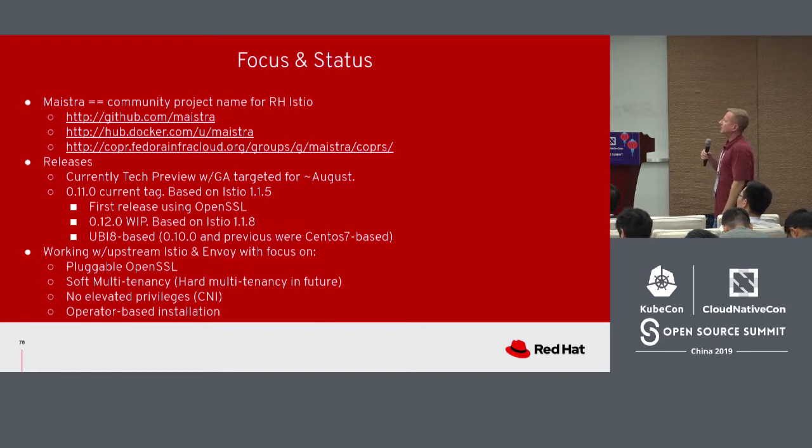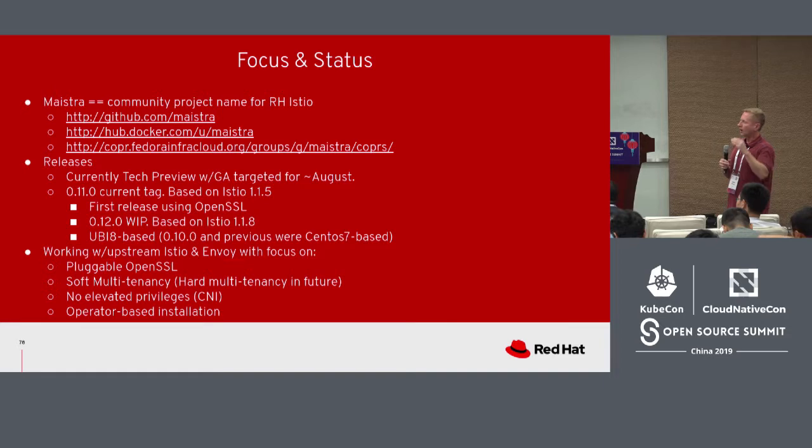Right now, if anybody wants to take a look and run any of the proxy, all this stuff's available. 0.11 is the current tag that's out there. That's the first release that actually has OpenSSL. All the previous releases were running BoringSSL. And you can see the versions there that correspond to the upstream. The images that we're shipping are now UBI-based, the Universal Base Image, so that's the Linux version that sits underneath all these images.